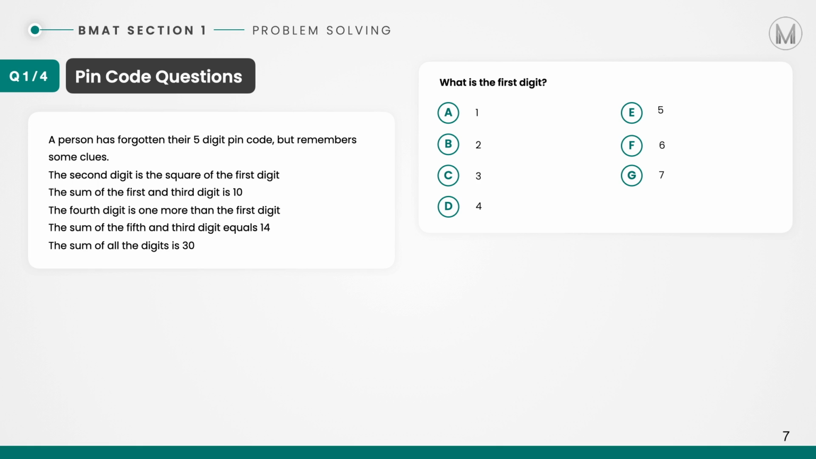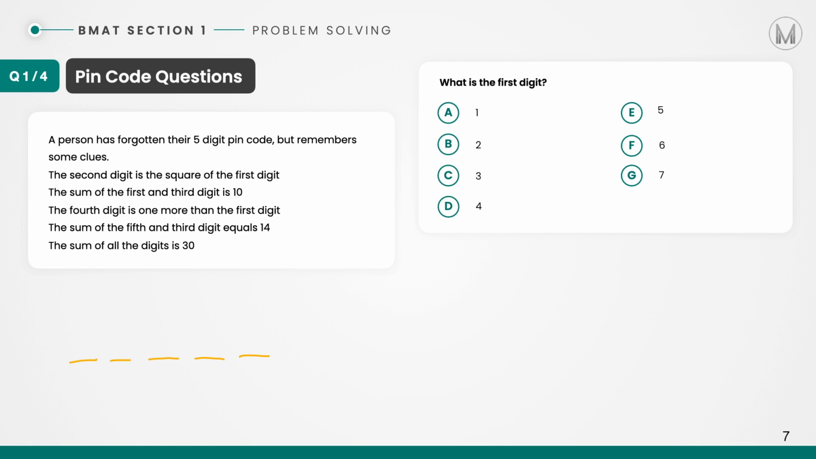A person has forgotten their 5-digit PIN code, and with these questions I really like to write down how many digits it has as little dashes underneath, so I know what numbers I've got left to fill. So let's do that right now. So we've got 5 little dashes for the 5 numbers. Now, we've got several clues. We know that the second digit is the square of the first digit, the sum of the first and third digits is 10, the fourth digit is one more than the first digit, the sum of the fifth and third digit equals 14, and all of them together equal 30.